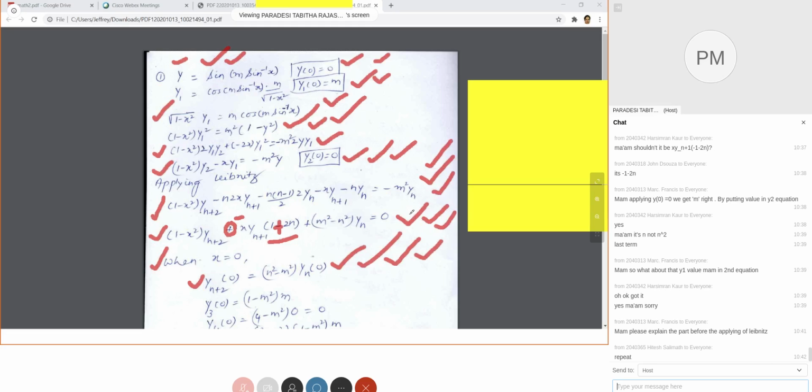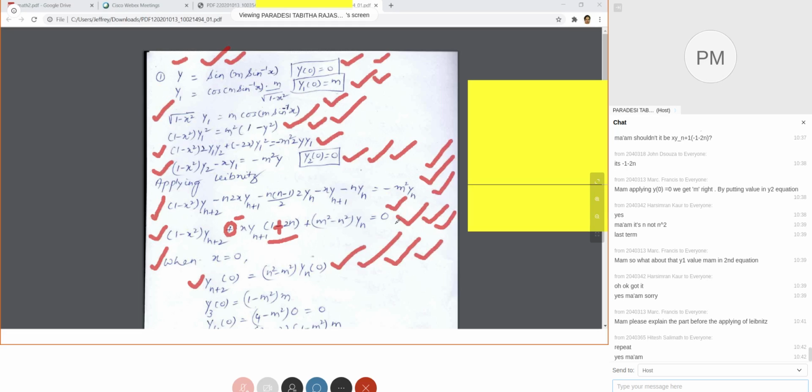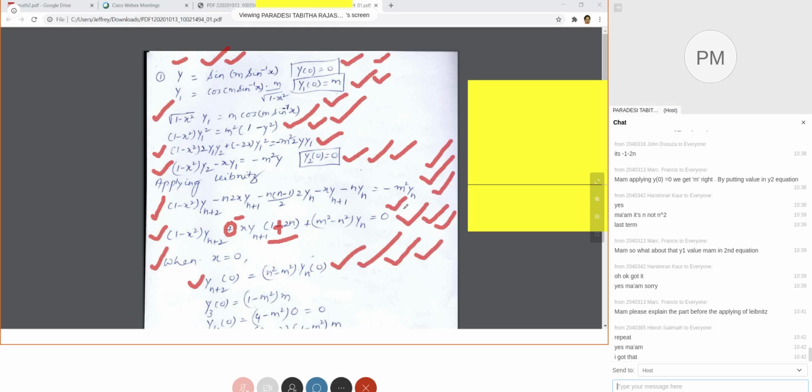Repeat. Okay. Hitesh, did you get this equation right? This one, did you get it right? Or this one also I need to explain? Hitesh, this is okay? This equation?